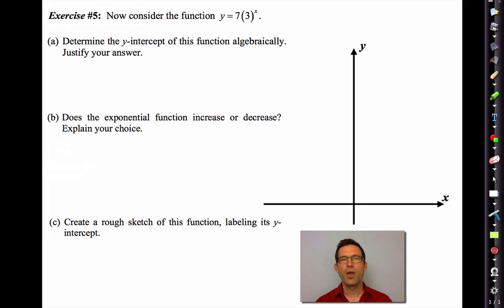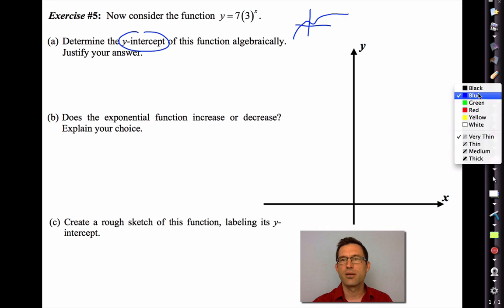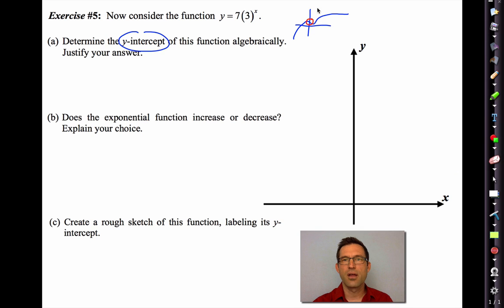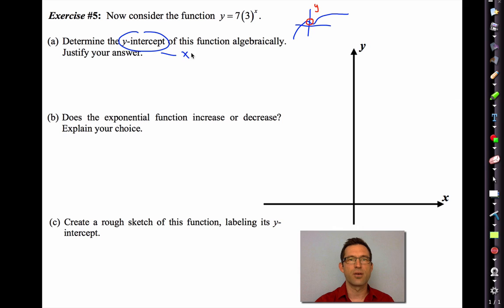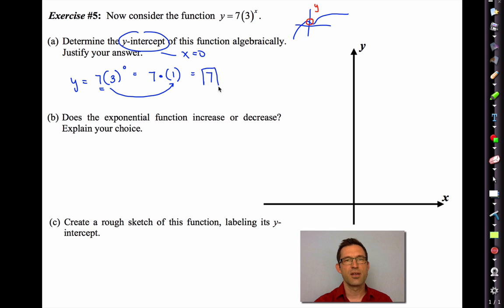All right, let's do it. Well, to determine the y-intercept of any function, I don't care what it looks like, the plain fact is, for the y-intercept, the x value is 0. So let's see what we get. y equals 7 times 3 to the 0. Now remember your order of operations. That multiplication by 7 comes after we raise the 3 to the 0 power, but 3 to the 0 is 1. So we just get 7. That is our y-intercept. Isn't that cool?